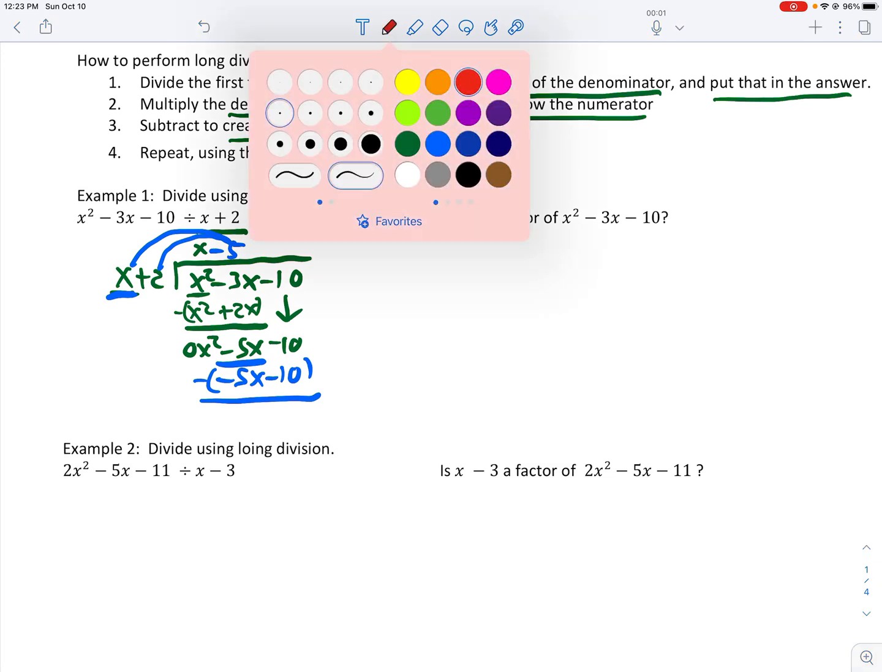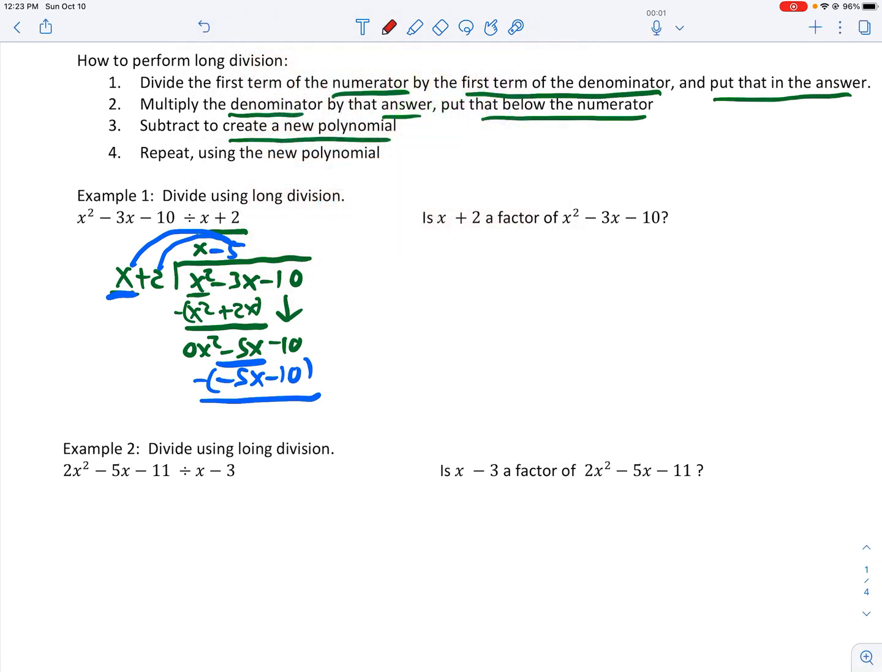So be careful here with the negative signs. Minus 5x minus a minus 5x, that becomes minus 5x plus 5x. So that's 0. This becomes minus 10 minus a negative 10, double negative. So it's negative 10 plus 10, so that's 0. So your remainder is 0. So it's asking, is x plus 2 a factor? Yes, it is. Because the remainder is 0.